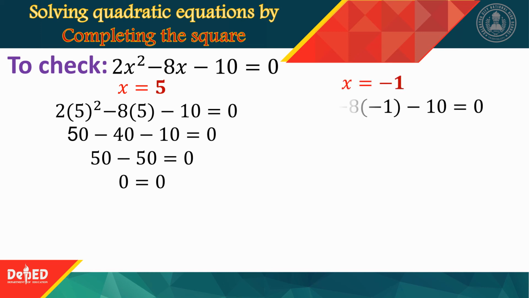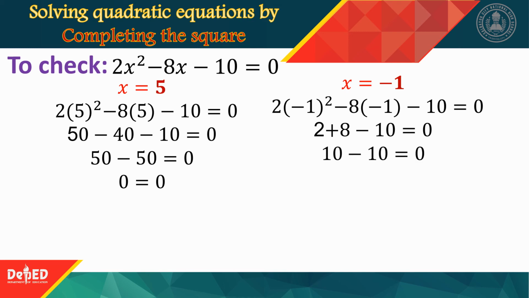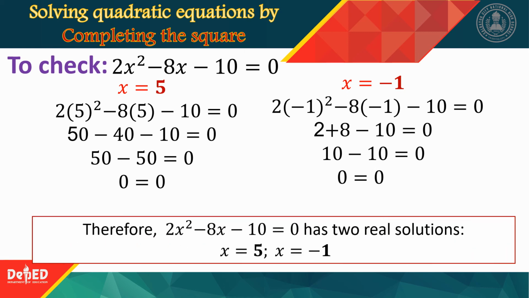Substitute again to the original equation. We have 2 times negative 1 squared minus 8 times negative 1 minus 10 is equal to 0. Then we have 2 plus 8 minus 10 is equal to 0. And 10 minus 10 is equal to 0. Then 0 is equal to 0. Correct. So therefore, 2x squared minus 8x minus 10 is equal to 0 has two real solutions, x is equal to 5 and x is equal to -1.